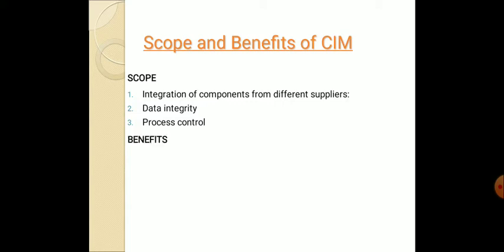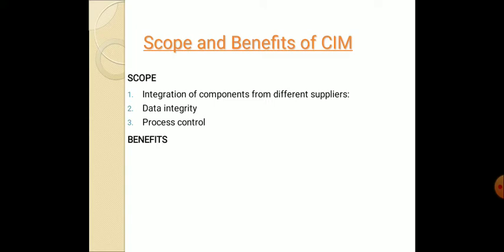Next one is data integrity. So what is data integrity? The higher the degree of automation, the more critical is the integrity of the data used to control the machines. While a CIM system saves the labor of operating the machine, it requires extra human labor in ensuring that there are proper safeguards for the data signals that are used to control the machines.